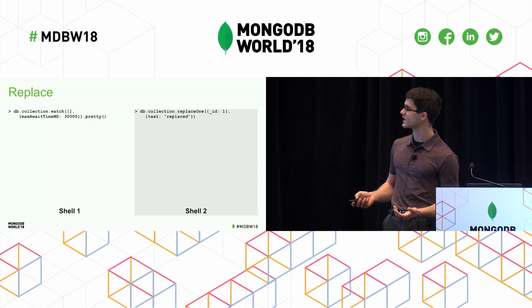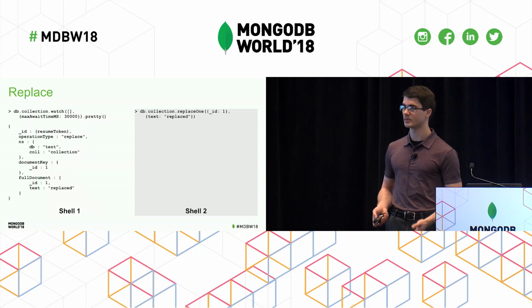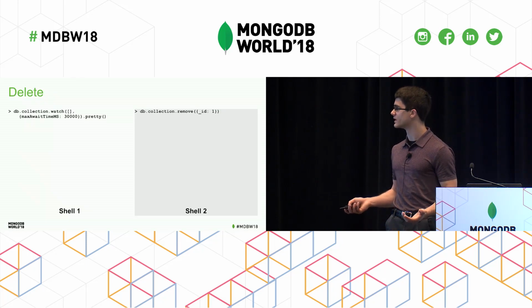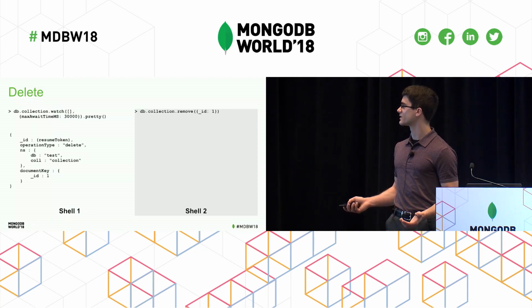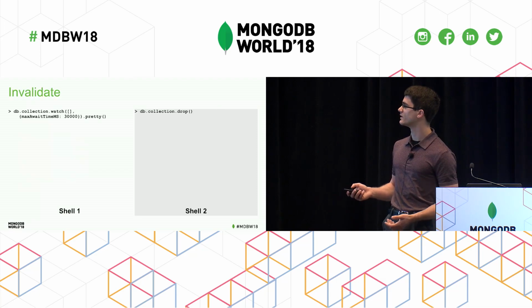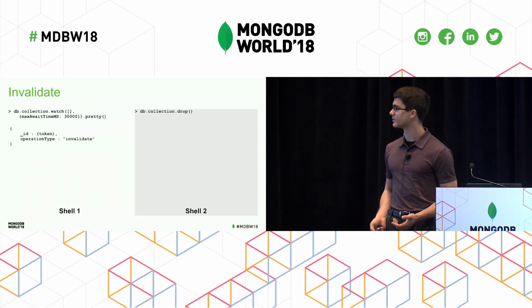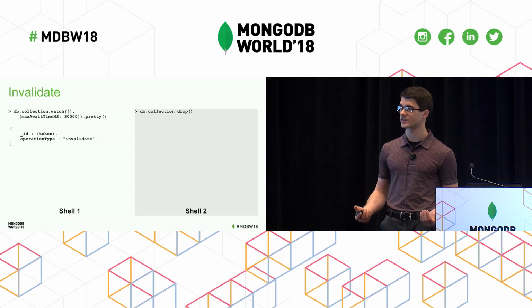Replace is more of the same. Instead of an update description, we have the full document available because the entire document was replaced. And delete is even less interesting. It has less information. It's just a document key. And finally, invalidate, which is the shortest of all, just has underscore ID and the operation type. And at this point, you know that it no longer makes sense to keep the change stream open.